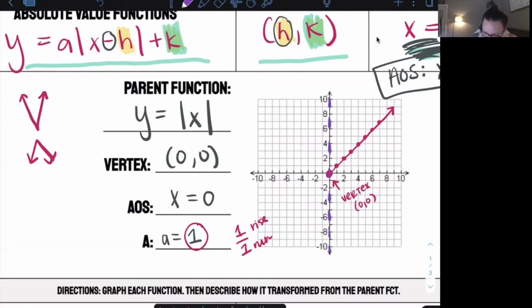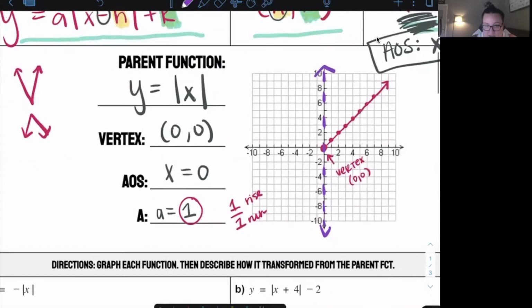So I'm going to put dashes at x equals 0. I put arrows at the top and the bottom of my axis of symmetry because it never ends. It's technically a line that extends forever. I label my axis of symmetry as x equals 0. And then I reflect my point.